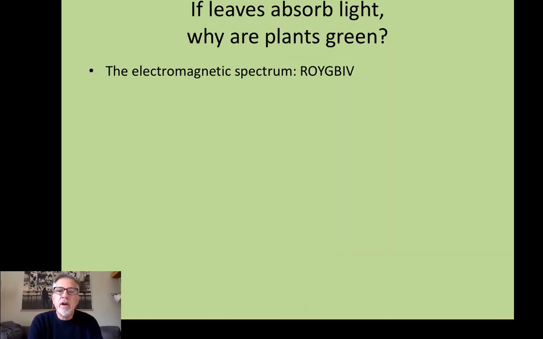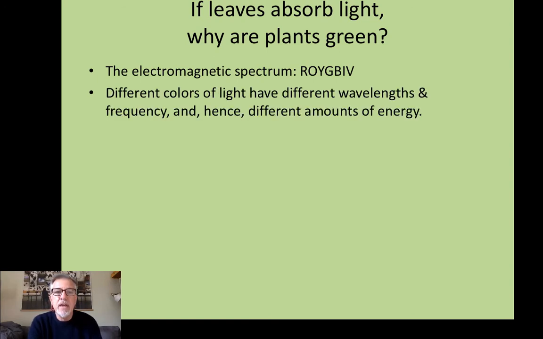So if leaves absorb light, why then are plants green? They're absorbing the light energy to create glucose. Well, you'll remember the electromagnetic spectrum: red, orange, yellow, green, blue, indigo, violet. Different colors of light have different wavelengths and different frequencies, and hence different amounts of energy. The violet end of the spectrum is more energetic than the red end of the spectrum.